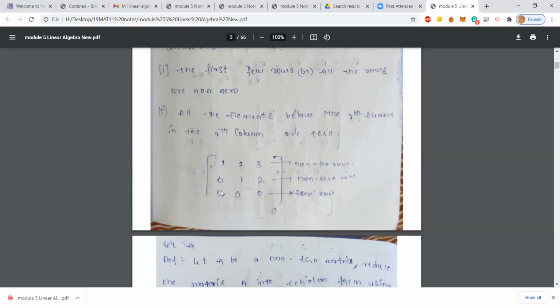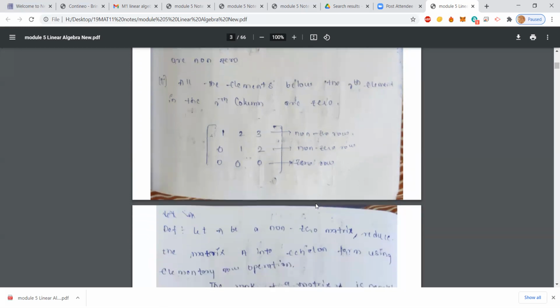See, first I consider the first column, the first element, below which all should be 0. Then consider the second column, the second element, below which all the elements should be 0. Then if for a given matrix these two conditions are true, it is called the echelon form of the given matrix.